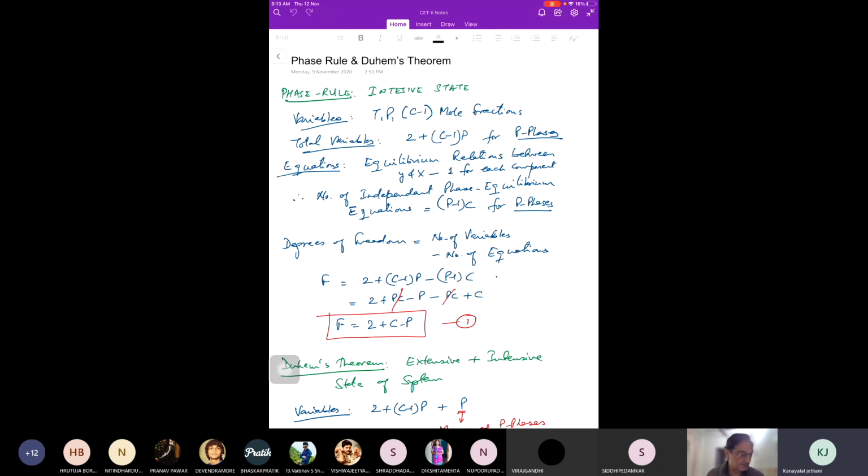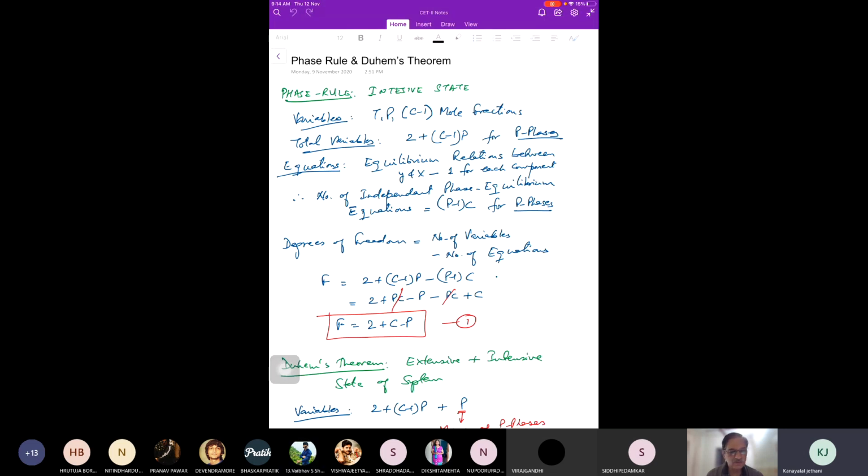So the phase rule is for intensive state or intensive properties. And if you look at any system, the variables which you can specify for a system, suppose I take methanol-water or ethanol-water or ethanol-methanol-water, I can specify the temperature of the system, the pressure of the system, and C minus one mole fractions. Why C minus one mole fractions? If I take, say, three components, ethanol, methanol, water, right, how many mole fractions will we have to specify to completely specify the system?